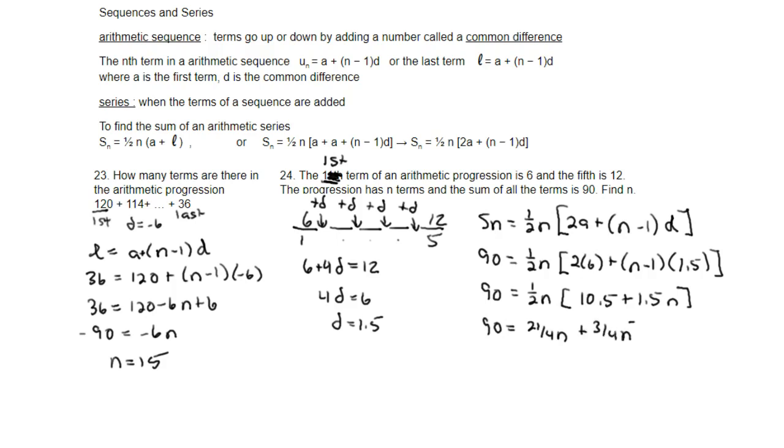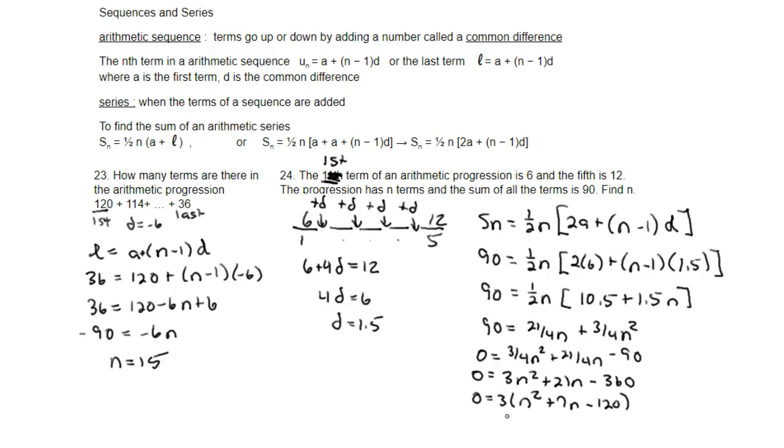In this case, you get 21 over 4 n plus 3/4 n squared. Well, I'm going to get rid of that by multiplying everything times 4 and make that a much more user-friendly quadratic. Now all I've got to do is divide everything by 3 and then factor this. And I'll find out that n is going to be either -15 or 8. Well, it can't be -15. That's not possible, so it's got to be 8.